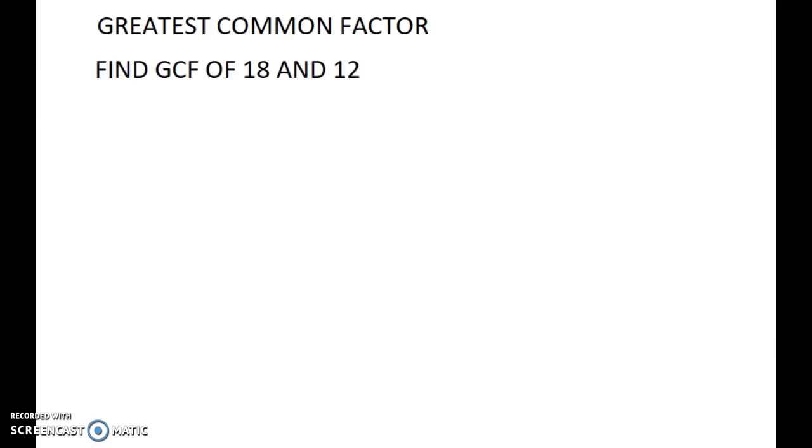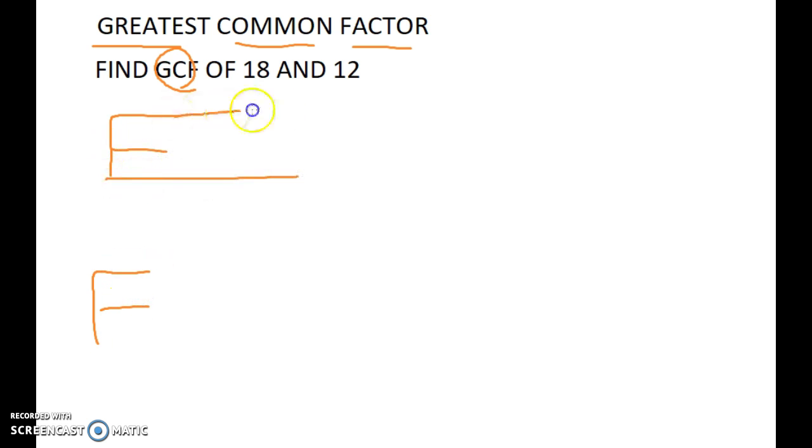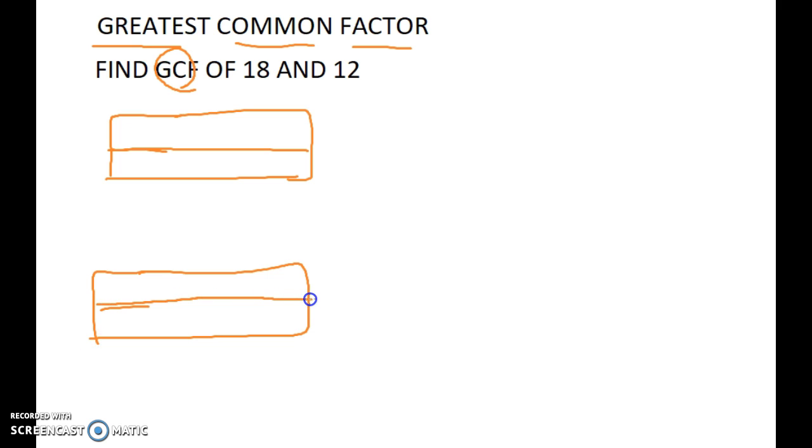In this video, we're going to talk about greatest common factor, otherwise known as GCF. In the first example, we're going to find the GCF of 18 and 12. The first thing we want to do is draw two capital F's and then go ahead and turn them into factor boxes. On the outside of both of the boxes, I want to write our given numbers, 18 and 12.